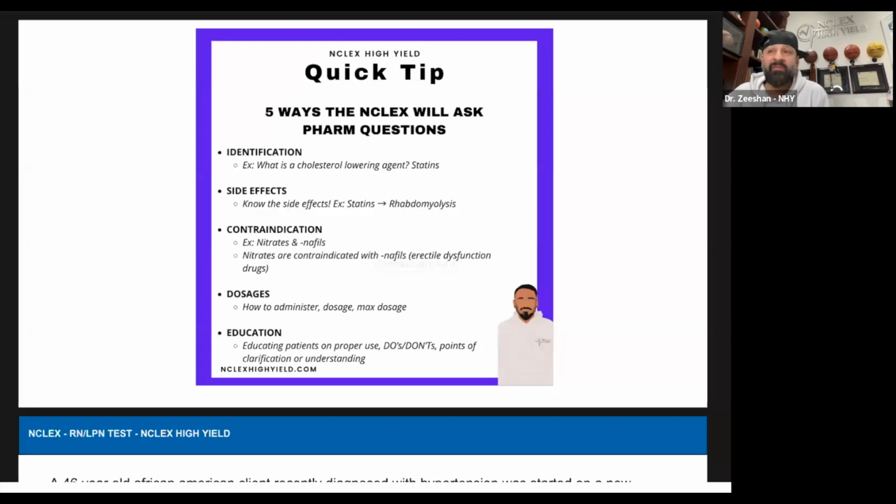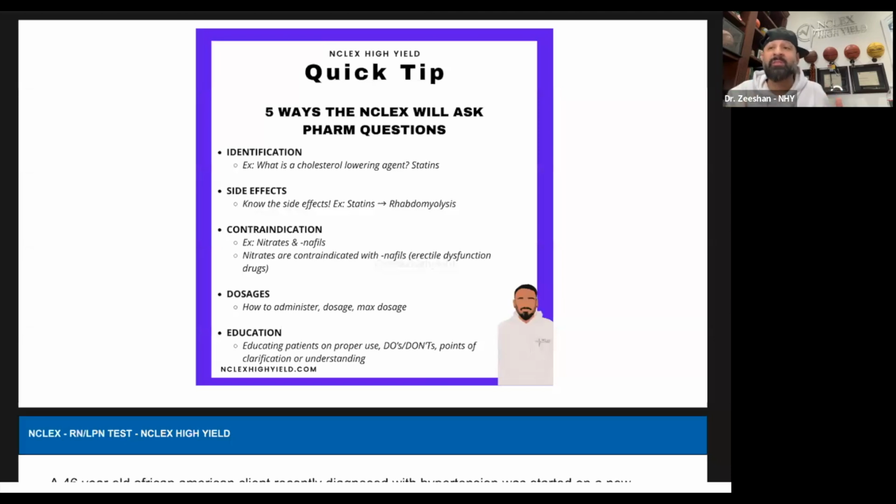there's only 5 ways that they're going to ask questions regarding pharm. That's it. So when you see a pharmacological question, you need to understand they're only going to ask 5 different ways of pharm questions. So the first one is identifying it. Identifying the medication, knowing what medications are which ones.